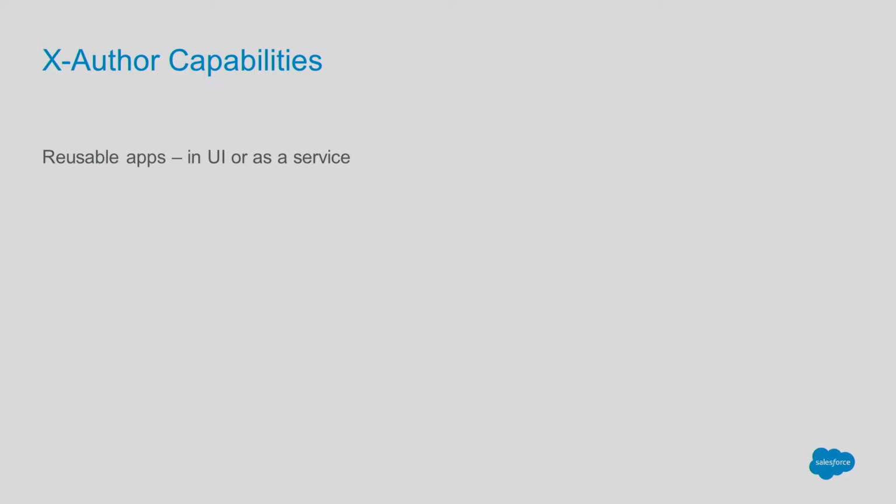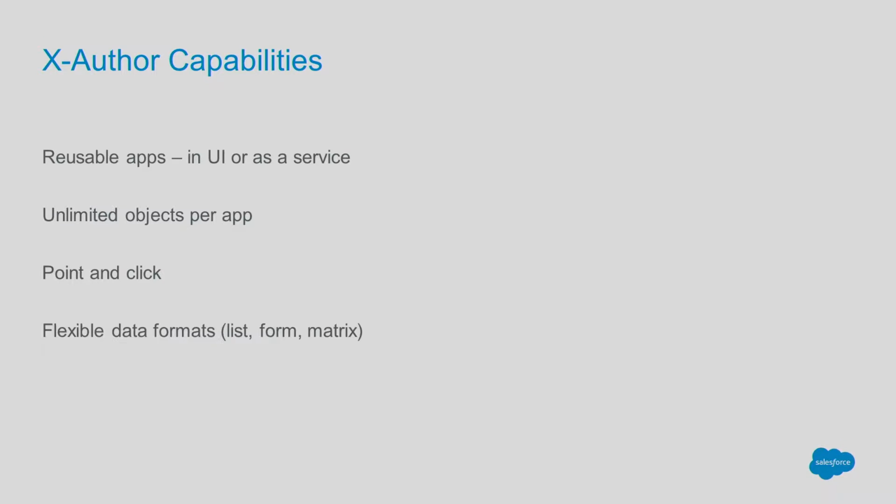Okay. Here are the things that you should care about. 1, reusable apps. Once you've created one of these apps, you can use it. You can hand it to an end user if you need to. It's completely safe. No data integrity problems inside of Excel. You cannot sort the data out of order. Unlimited objects. As I just mentioned, pick any number of objects, related or unrelated, in any workbook. You can upload and download data automatically. It's all point and click. You can do lists, forms, or matrices.